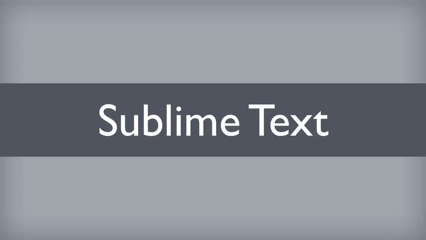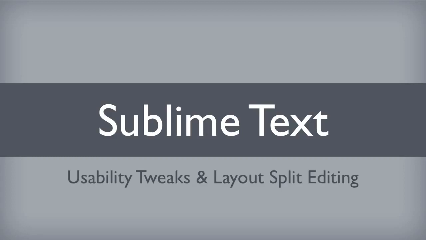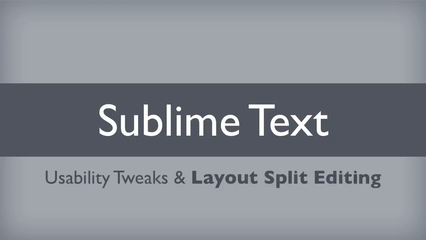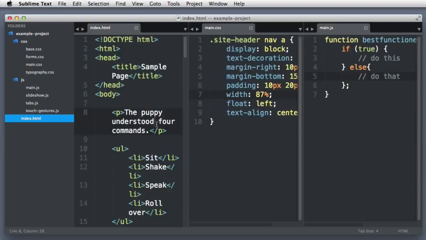Hello everyone. In this lesson we will continue to learn about Sublime text. This video is all about usability. There's two parts. In the first half of the video we will look at minor settings that we can tweak to improve usability, and in the second half of the video we will learn how to split our editing window into columns and or rows so that we can edit multiple files at the same time.